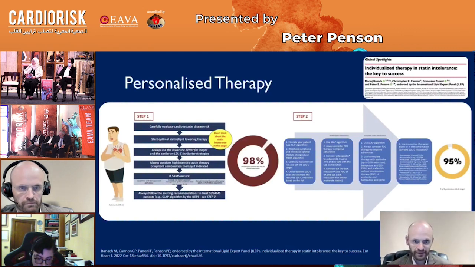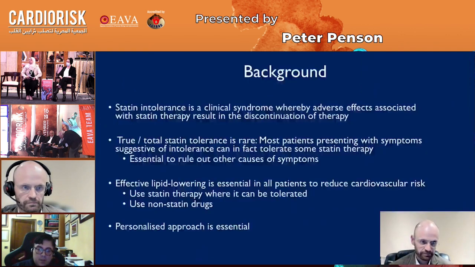That's not the end of the matter. We need to continue to educate patients about the benefits of treatment. We need to make sure that we are using co-therapies where necessary, particularly when we use less than guideline recommended doses of statins, and particularly the innovative therapeutics, and to ensure that our patients reach their goals. And actually, using this approach, at least 95% of patients can reach their goals.